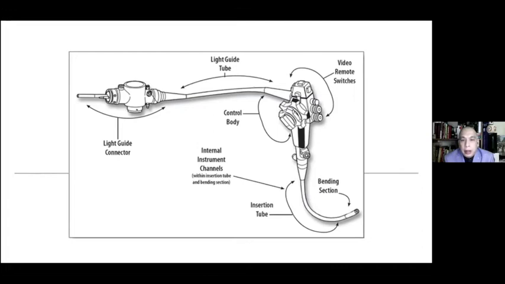So basically, this is the same image. The control body, or the area where the knobs are, also has switches which you can press to enhance or differentiate areas, to be able to see different things in your monitor. There are also the air and water valves and the suction valve, and also the biopsy area, the biopsy valve or biopsy port.